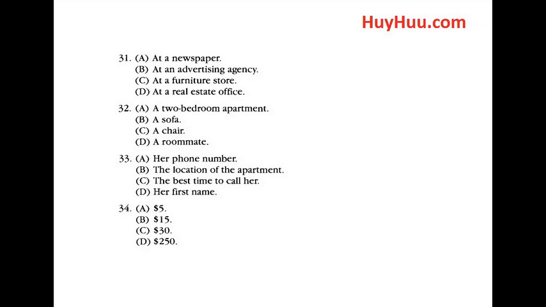Number 32. Which of the following is Cecilia trying to find? Number 33. Which of the following does Cecilia initially forget to tell Mark? Number 34. What is the total amount that the 2 advertisements will cost for 1 week?